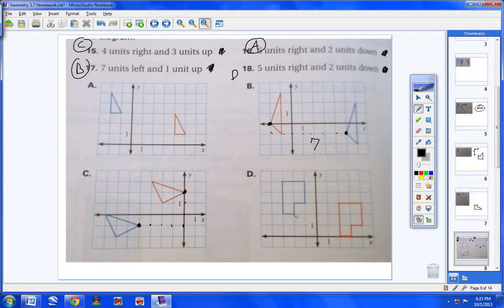I'll count it real quick for you. We'll compare that vertex to that vertex. We went over 1, 2, 3, 4, 5, and then down 1, 2. So 5 to the right and 2 units down. There it is. Numbers 15, 16, 17, and 18.